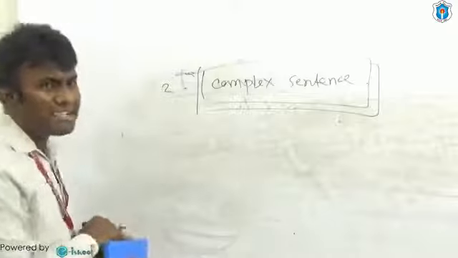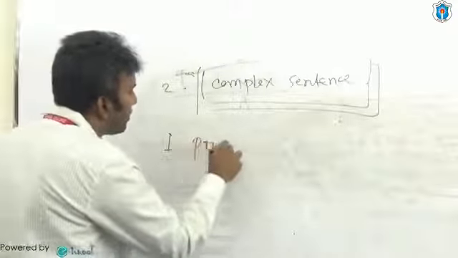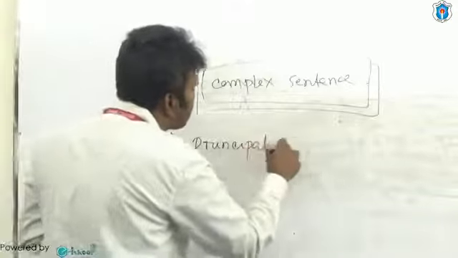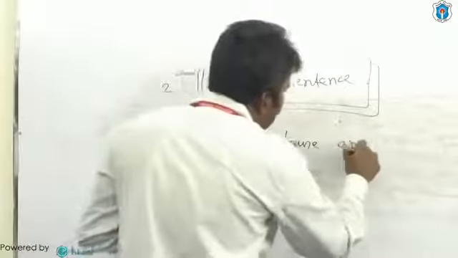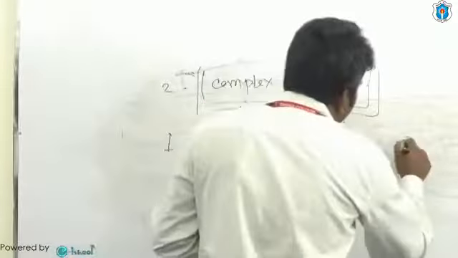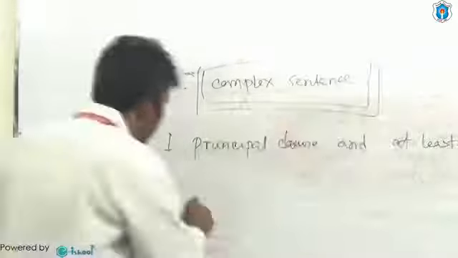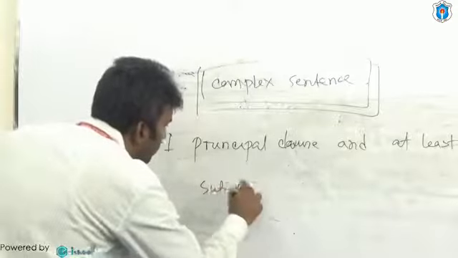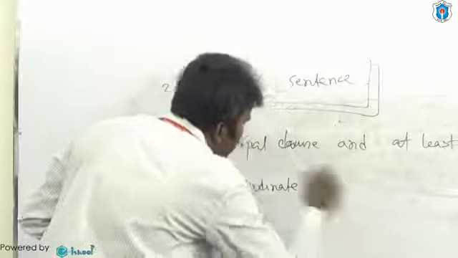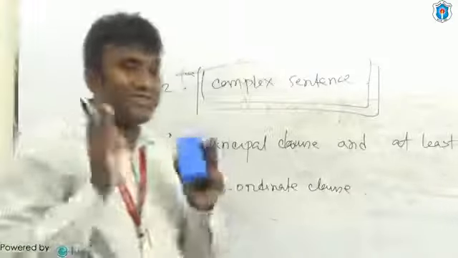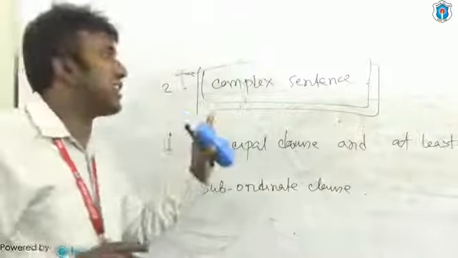A complex sentence consists of one principal clause and at least one subordinate clause. The basic structures of complex sentence are one principal clause and one subordinate clause.